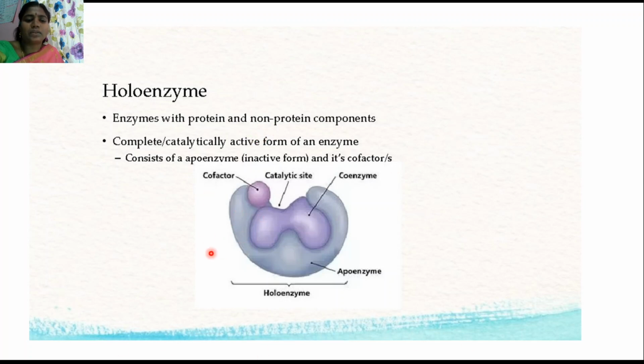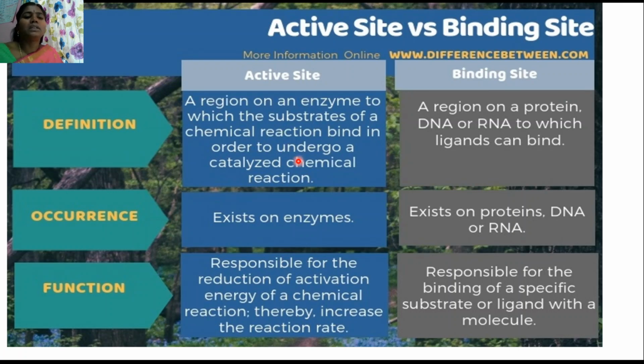See the diagram here, it is a holoenzyme, you have a cofactor and coenzyme, and it is a catalyst, that is the active site. The complete catalytically active form of an enzyme consists of the apoenzyme, the inactive form, and its cofactor. This is the difference between the active site and the binding site. The active site, I have explained, is where specifically the substrate binds. The region where a protein, RNA or DNA ligand binds to a protein, we call a binding site. So active sites exist in enzymes, while binding sites exist in all biomolecules like proteins, RNA, DNA.